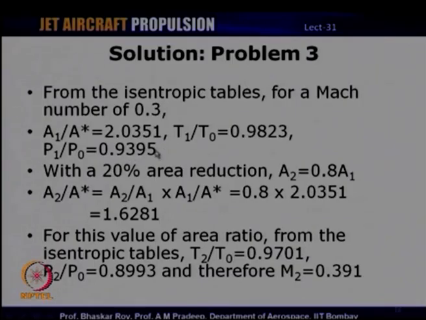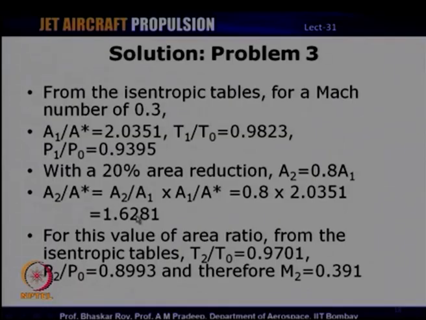So, it is given to us that at the exit of this nozzle, area has been reduced by 20%. So, A2, which is the nozzle exit area, is 0.8 times A1. So, we know that A2 by A star can be written as A2 by A1 multiplied by A1 by A star. A2 by A1 is known, it is given as 0.8, and A1 by A star we have just now determined from the isentropic tables as 2.0351. So, if we multiply these two, we get A2 by A star, that is 1.6281.